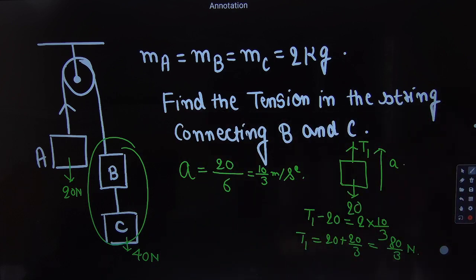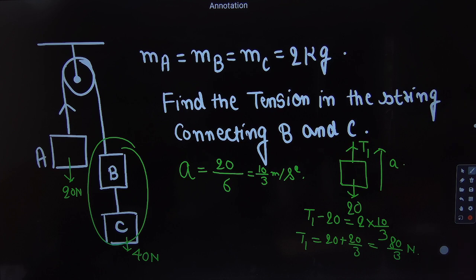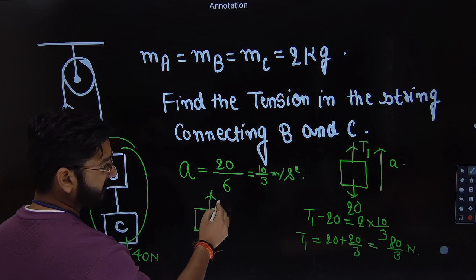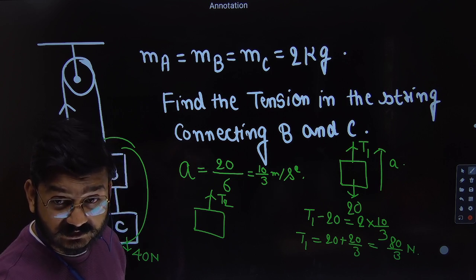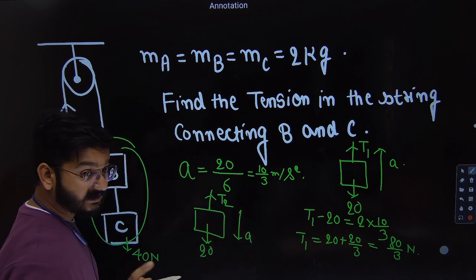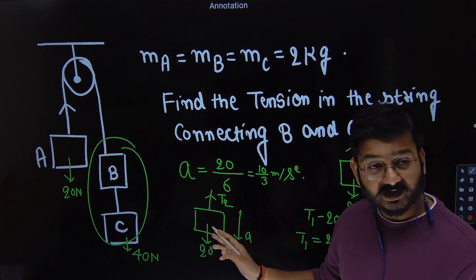I drew the free body diagram of the first block: T1, weight, acceleration. 40 minus 20. Okay, we need to find the tension, right? So I will draw the free body diagram of C. String is connected, different string, different tension. I am drawing the free body diagram of only C. Weight of C is how much? 20. Is it moving down or up? Down. The mistake we make is saying, sir, here the weight should be 40. Here I wrote 40 because I took B and C as a system. This is the free body diagram of only C.